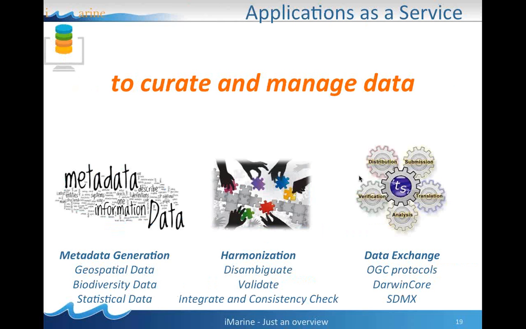And then it supports a number of applications for the generation of metadata in the three different domains, geospatial, biodiversity, and statistical, in such a way that they are compliant with standards, and for geospatial data with the INSPIRE directive. Tools for harmonization that include disambiguation, validation, and integrity and consistency checks, and for data exchange according to the different protocols. So it supports all the OGC protocols, and then SDMX for statistical data, and the export in Darwin Core and Darwin Core Archive for the biodiversity data.